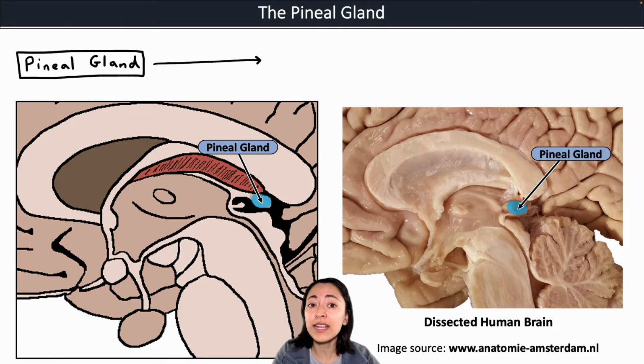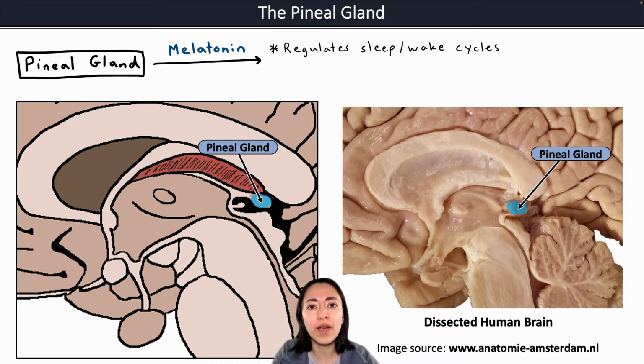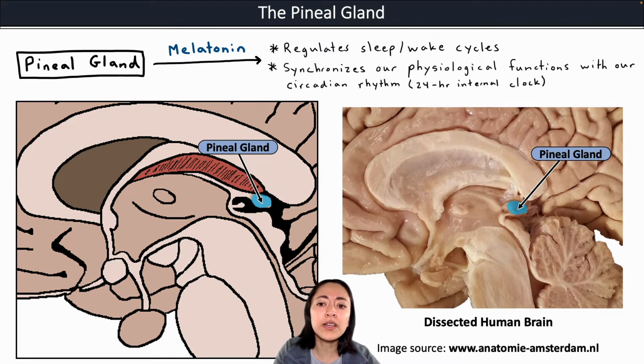The pineal gland secretes one really important hormone into your blood called melatonin. And melatonin's effect on your body is to help regulate your sleep and wake cycles. It also helps to synchronize our physiological functions with our circadian rhythms, or in other words, our 24-hour internal clock. So it pretty much tells your body what time of the day it is.